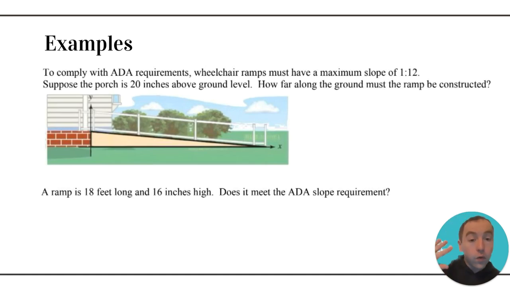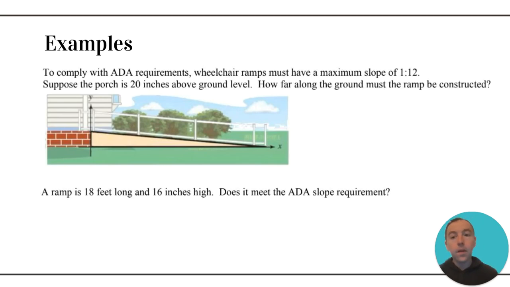But before we do so, let's talk about an actual application right here. You can see that to be able to comply with the American with Disabilities Act requirements, wheelchair ramps must have a maximum slope of 1 to 12. Suppose the porch is 20 inches above ground level, then how far along the ground must the ramp be constructed?